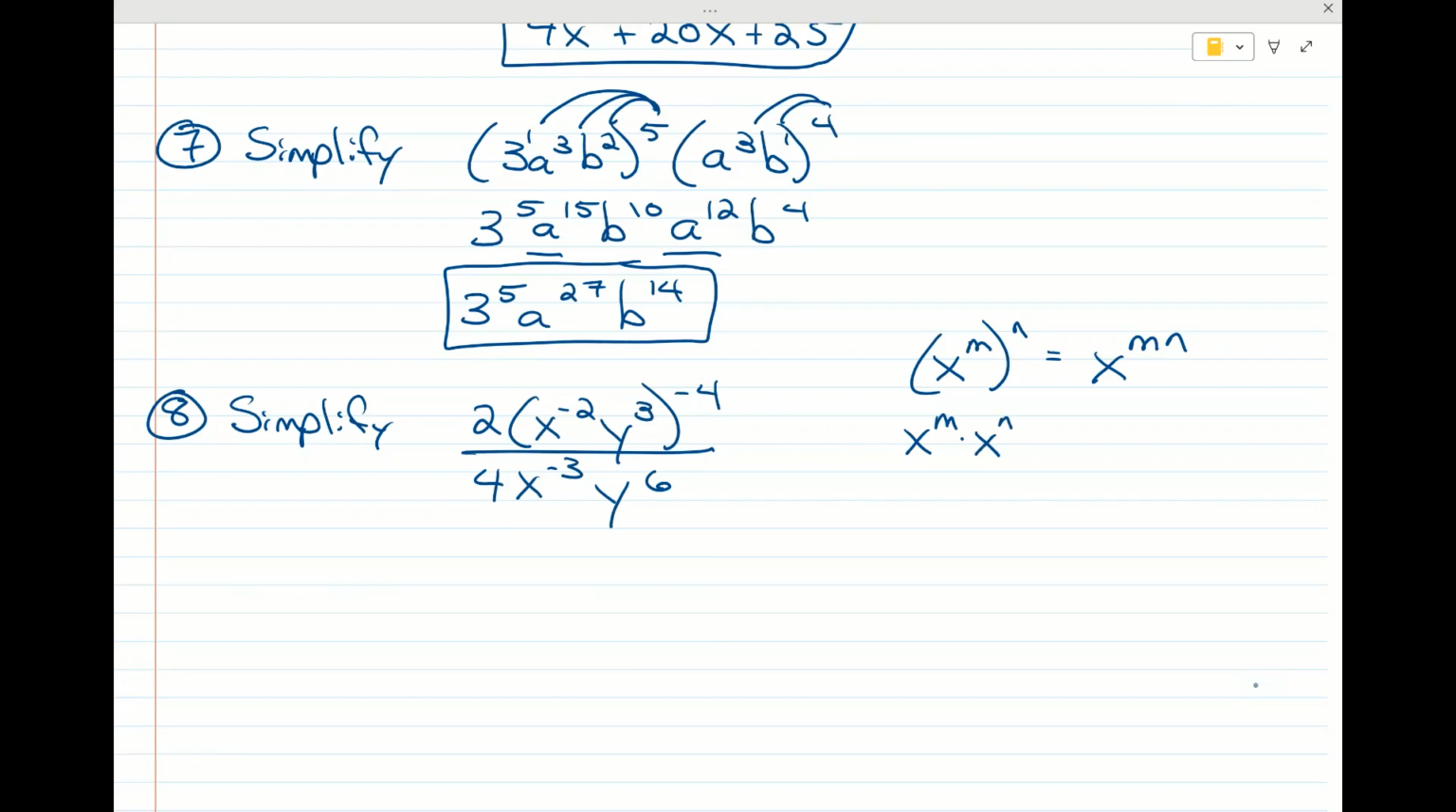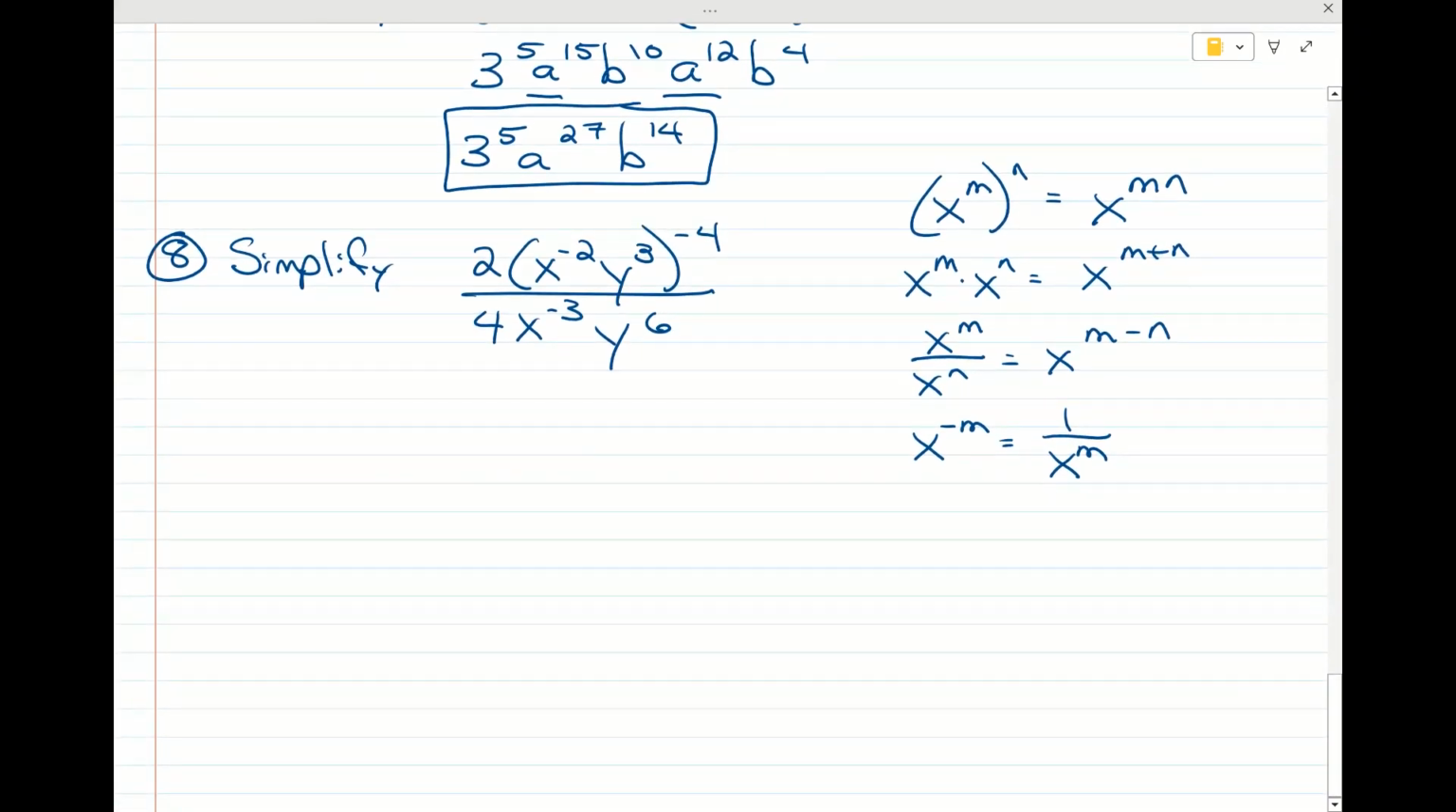Bases being multiplied together, you add. Bases being divided, we subtract. And anytime you have a negative power, we take the reciprocal of that expression. So let's first distribute this power to a power. This becomes 2 times x to the 8th, y to the negative 12th, over 4, x to the negative third, y to the 6th.